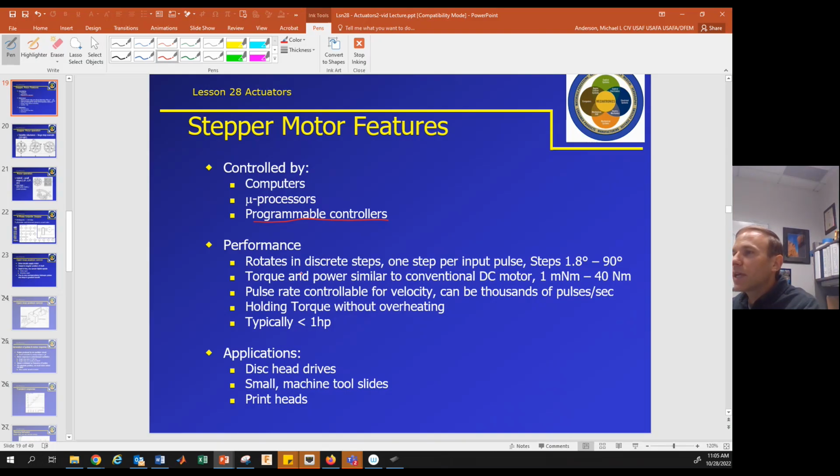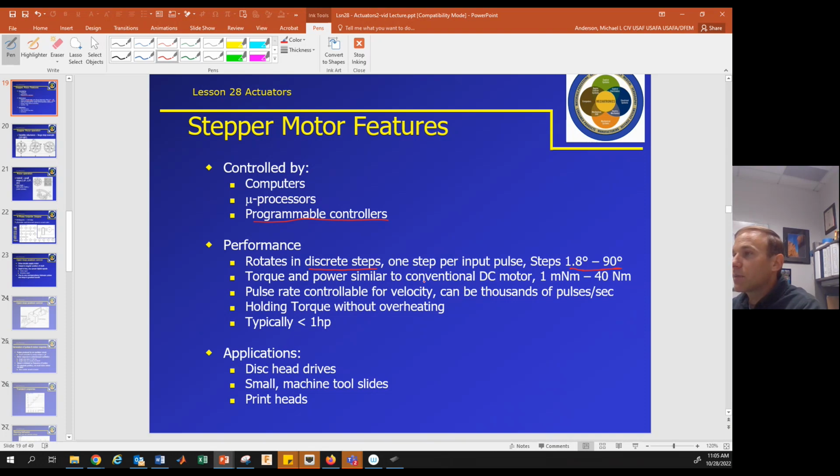So a stepper motor rotates in discrete steps. It does not just spin freely. It goes one step per input pulse, and those steps will depend on the design of the motor. They can range quite a bit. So we're going to use a pretty simple motor in our lab. I think it gets 16 steps per revolution, but you'll get motors that are hundreds of steps per revolution, which are just going to give you that much more precision.